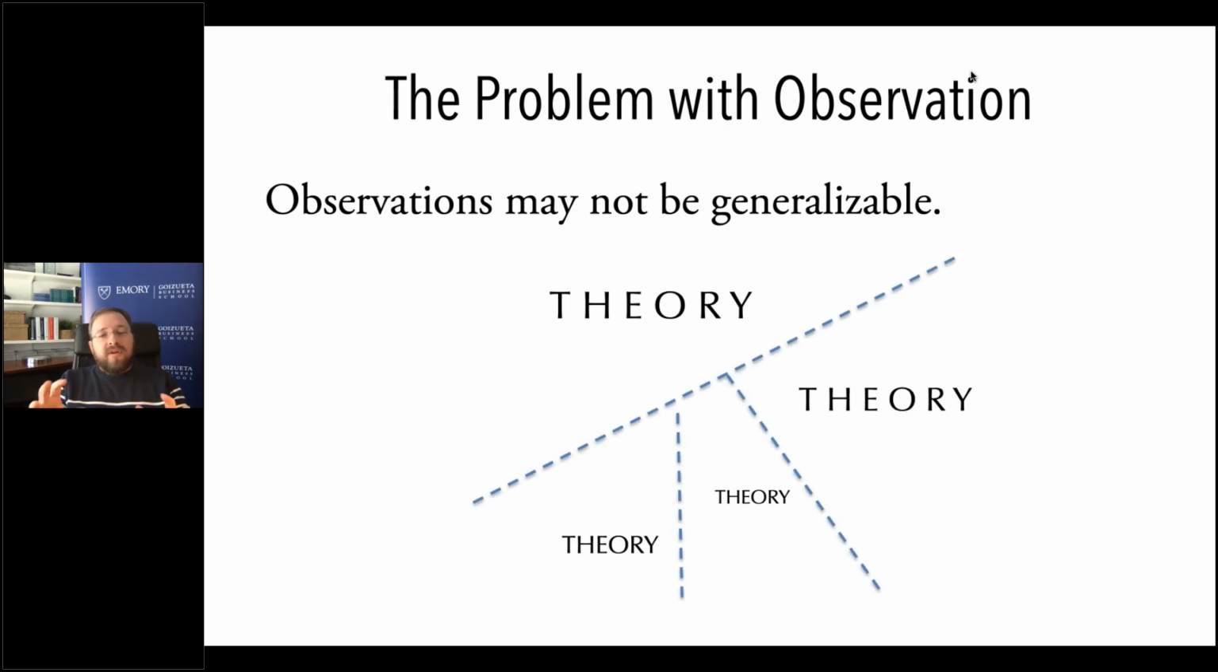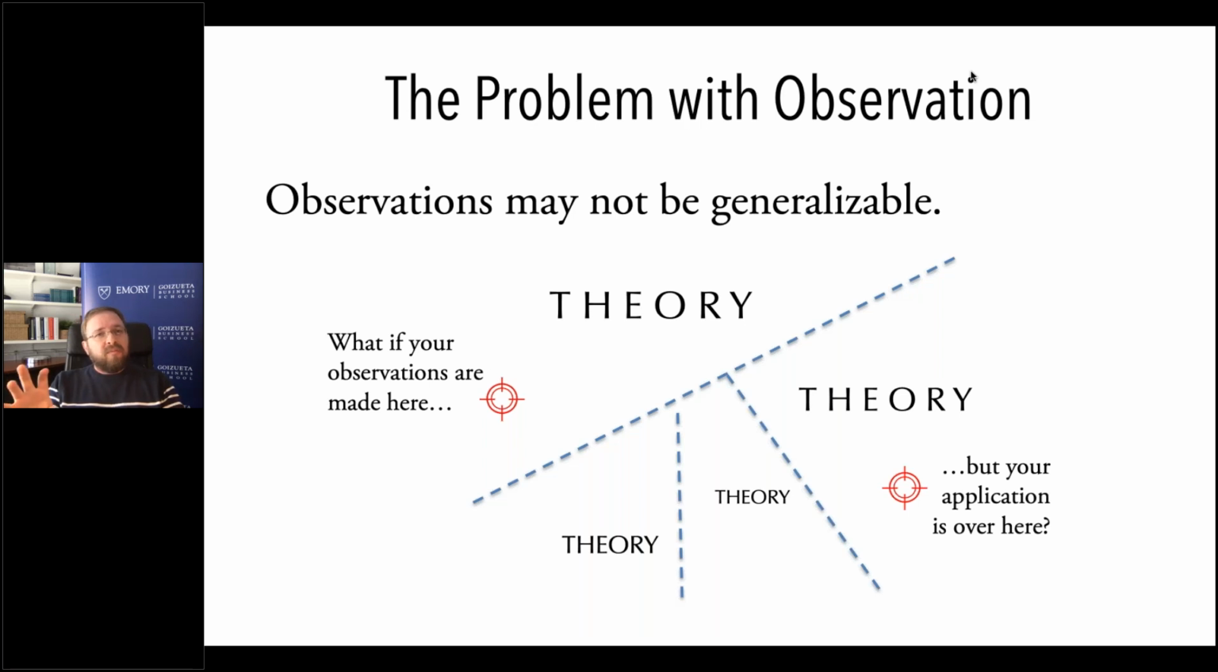So another way of saying this, going back to our diagram of the boundaries between theories, it's possible that we're making our observations in one area and developing a theory, and it may even be a really good theory for that domain. But then what if we're having to apply it in a different situation, right?